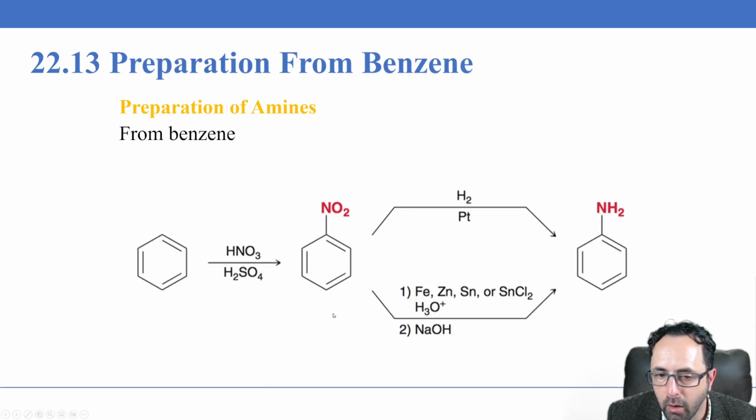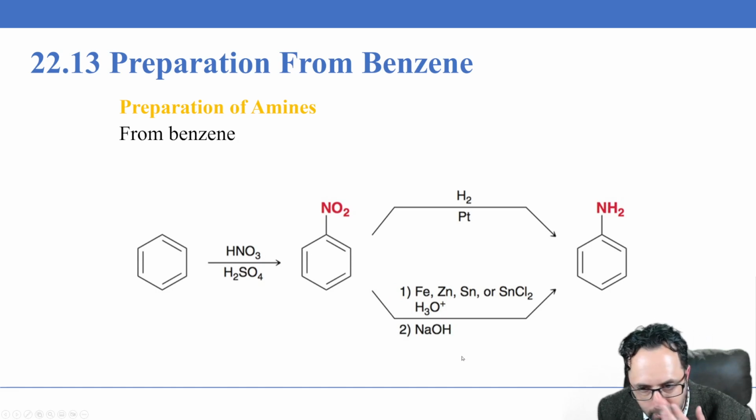We can also prepare amines if they're aryl amines like aniline. We can produce them by introducing a nitro group by reaction with nitric acid and H2SO4, and then we can reduce in a harsh fashion with hydrogen and platinum. But if there are other groups we have to worry about that are not just the nitro group, then we'll want to use a softer reducing agent such as a metal like iron, zinc, tin, or tin(II) chloride, and an acid followed by sodium hydroxide.